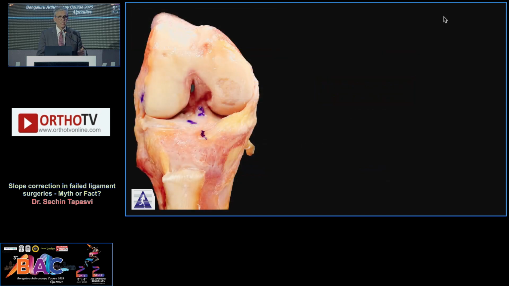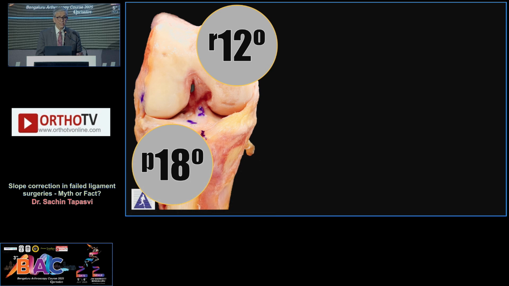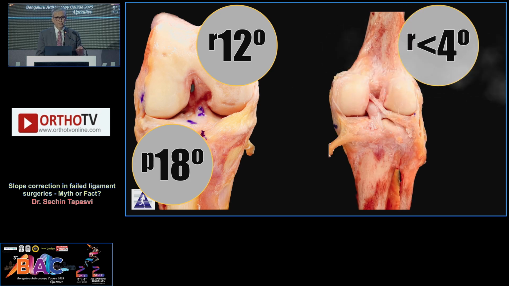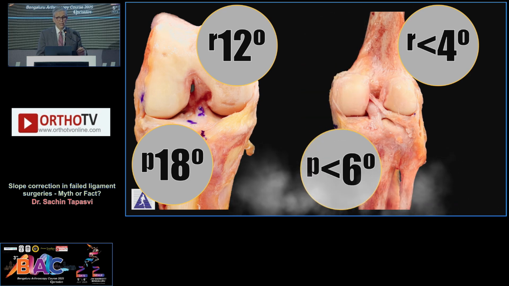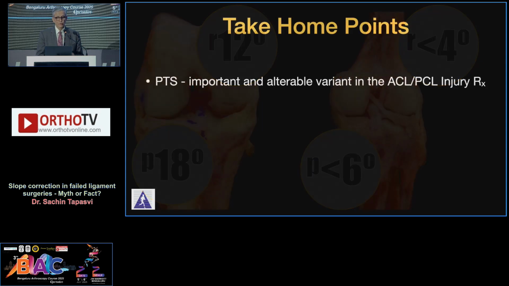So what are the numbers that I want you to remember? For an ACL deficient knee, anything which is more than 12 degrees in a revision needs to be taken care of. In a primary ACL, if you have a slope which is more than 18, you should probably think of taking care of it. So many factors to be considered. For the PCL, in the revision situation, if you have a slope which is less than 4, you need to fix it. And in the primary situation, if you have a very large side-to-side difference of more than 12 millimeters with intact medial and lateral side, then you probably need to fix it as well.